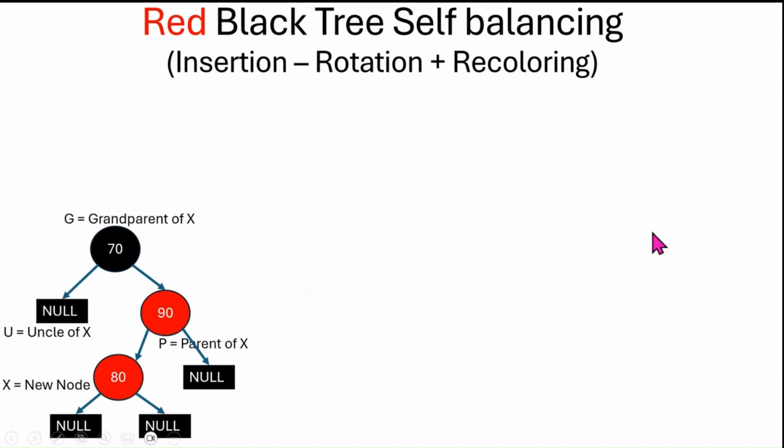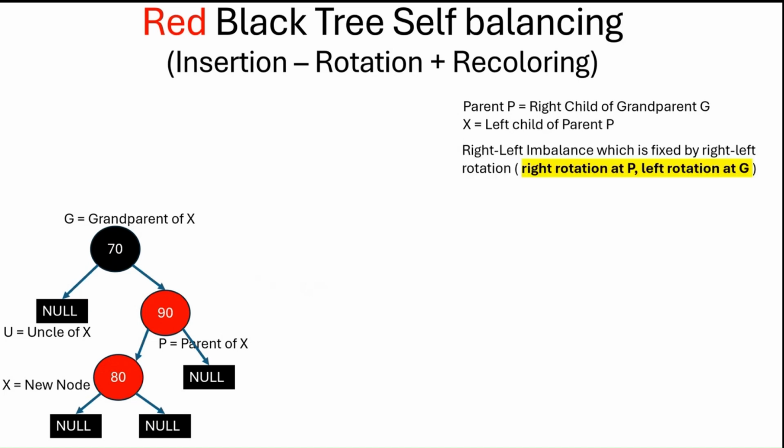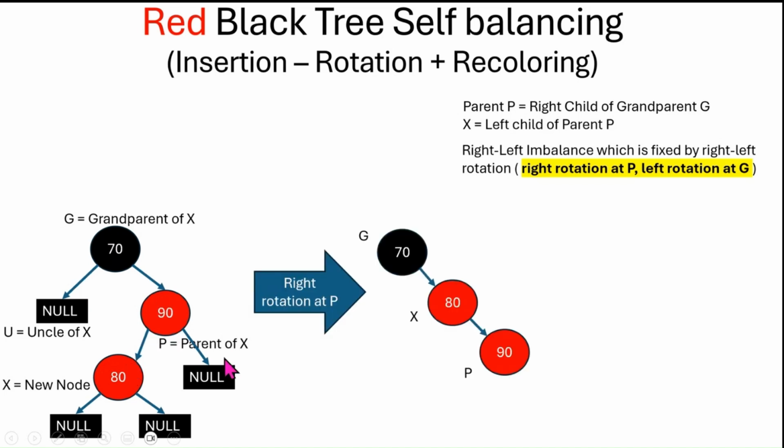And the last structure is basically right left. So P is the right child of grandparent and X is the left child of parent P. So it is a right left violation or imbalance. So we need to do right rotation at P so that the zigzag structure is broken like this. So 70, 80, 90. 80 basically comes here and 90 goes on the right side. So it helps to maintain the binary search tree property and breaks the zigzag structure. Now if we see, this is a right imbalance. So which rotation helps? Right side is the imbalance, so we need to do the rotation on the left side to make it balanced.